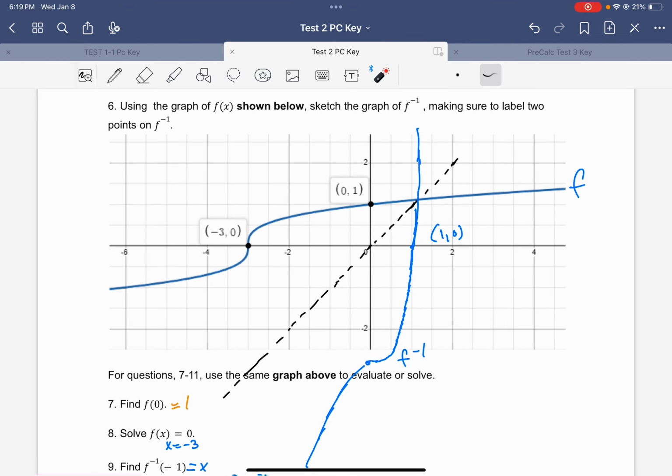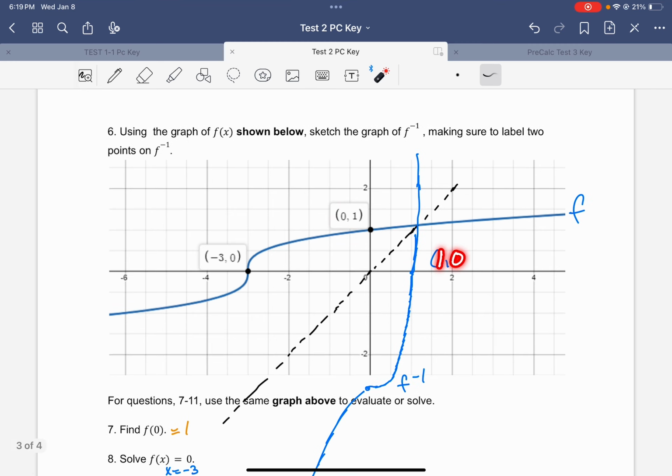Okay, so now I'm at 6. It says graph the inverse. Well, guess what? The inverse is a mirror image about the line y equals x. So if on f you have (0, 1), then on the inverse you have (1, 0). So I put a point here. If on f you have (3, 0), then on the inverse you have (0, 3). If on f you have (-3, 0), then on the inverse you have down here (0, -3). So make sure that I labeled that as (0, -3), right?